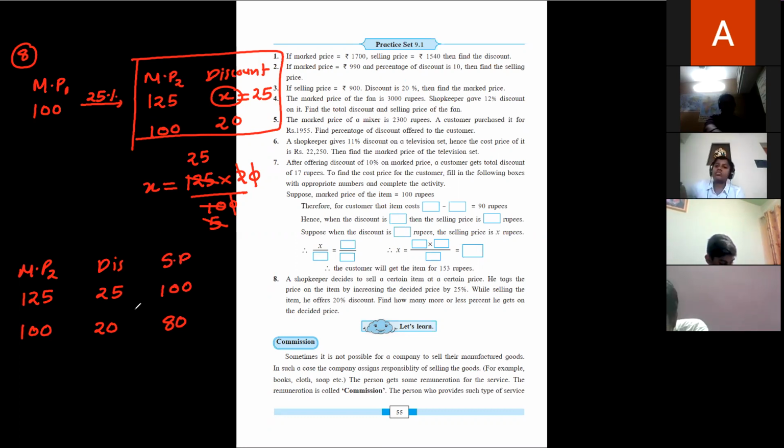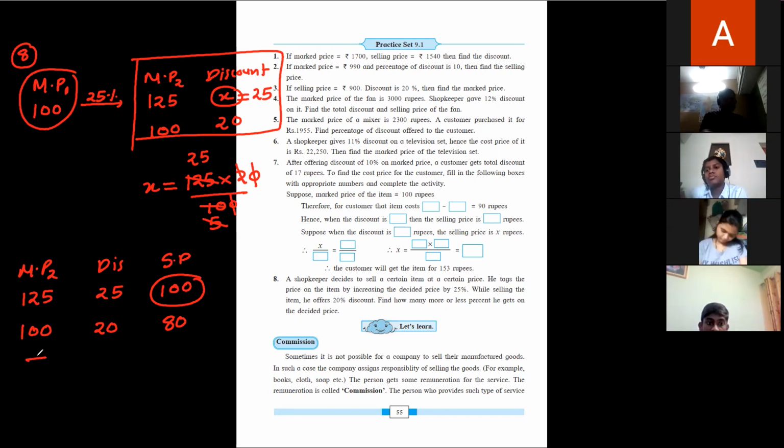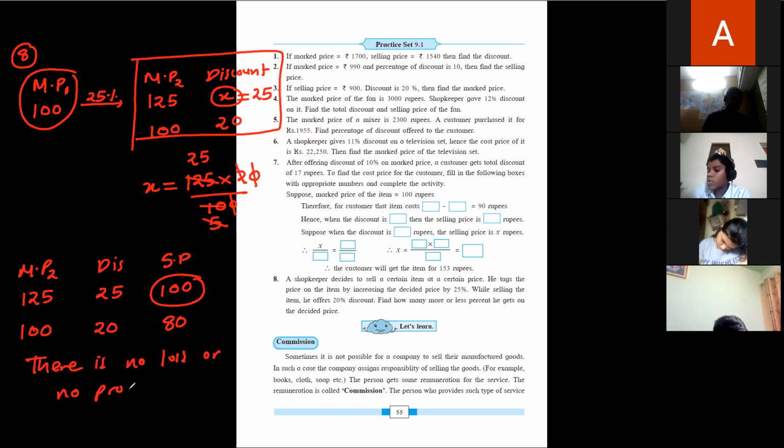Okay. Now what they are told is, find how many more or less percent he gets on the decided price. So the decided price was what? 100. He's selling it at what? He's selling it at rupees 100. Is there any loss or profit over here? There is no loss. No, sir. There is no profit. No, sir. Okay. So what you'll write in the final answer, you will write there is no loss or no profit.